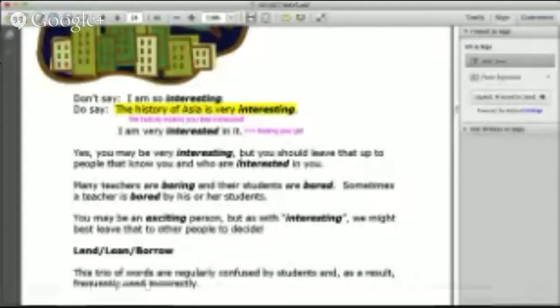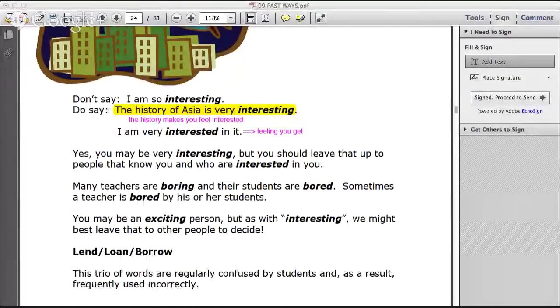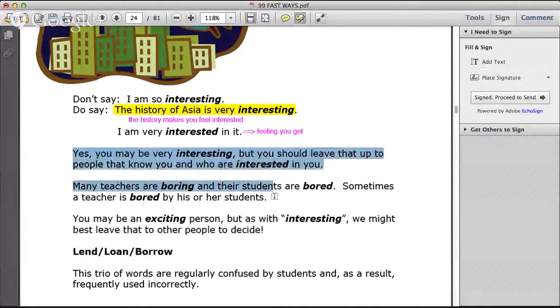Let's take a look at some of these lines here, Francisco. Let's have you read these next two, please. Yes, you may be very interesting, but you should leave that up to people that know you, who are interested in you. Many teachers are boring and their students are bored. Sometimes a teacher is bored by his or her student. Okay, very good.